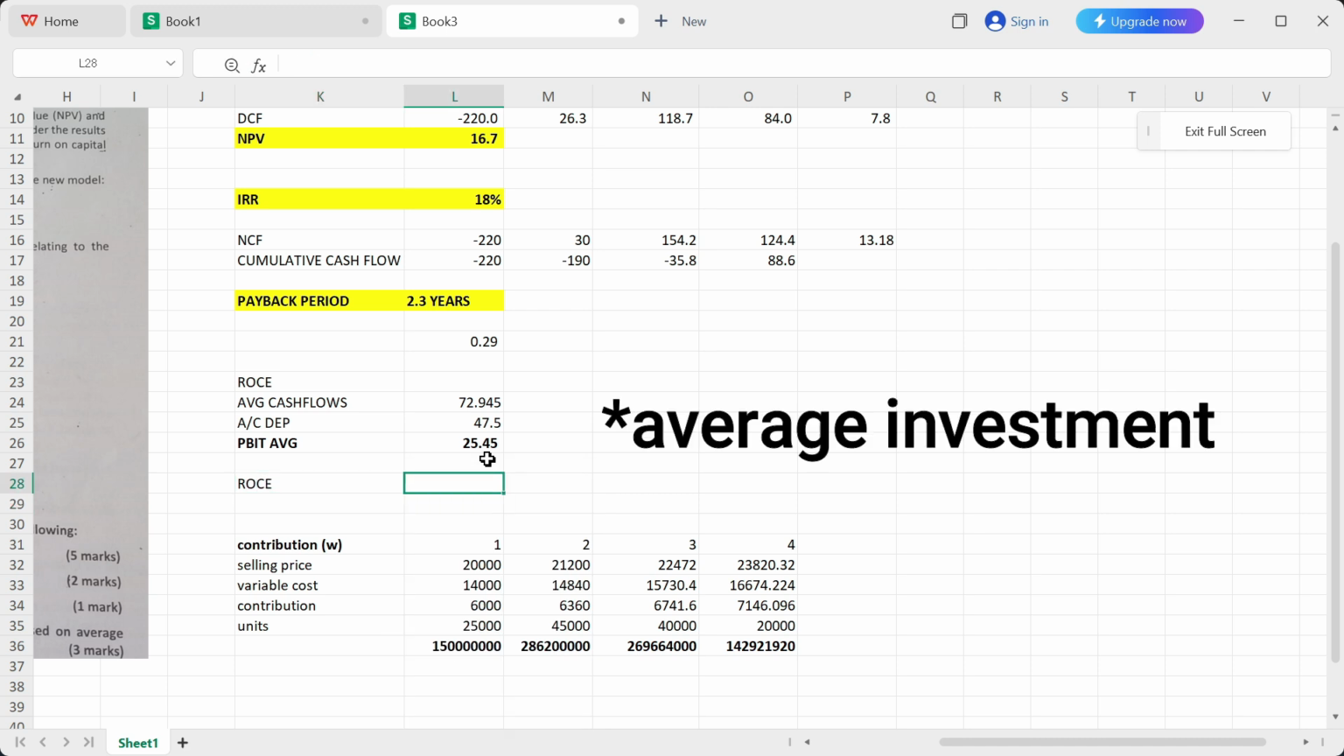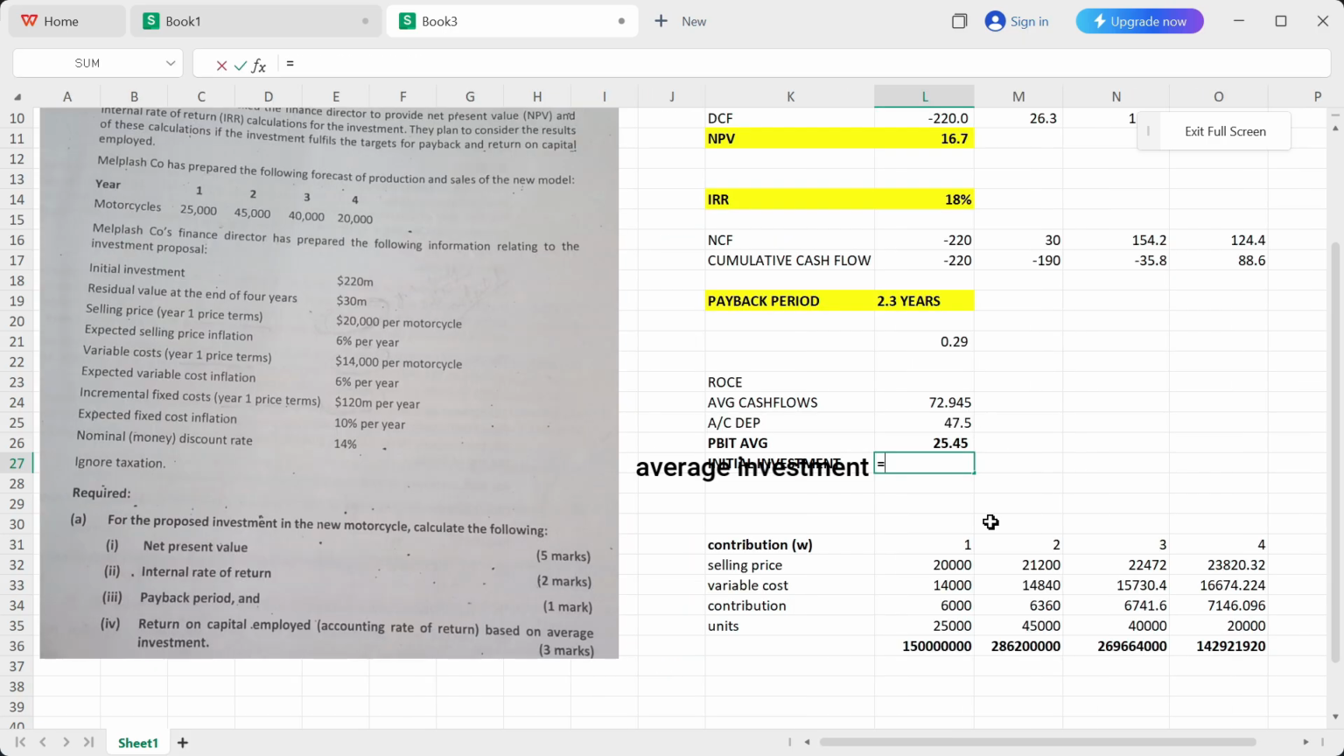Since this is based on the investment, first of all, we will have to calculate the average investment as well. Okay. So average investment is going to be the investment, which is 220, plus the residual value, which is 30, and you always divide it by 2, like we have learned in the class, right? So you get 125 as our average investment.